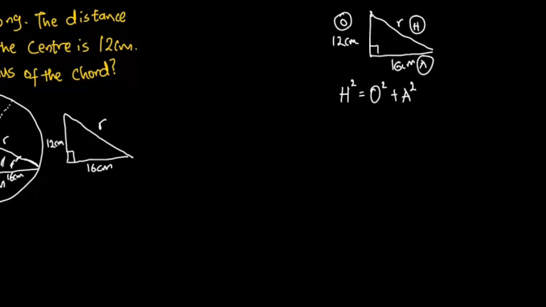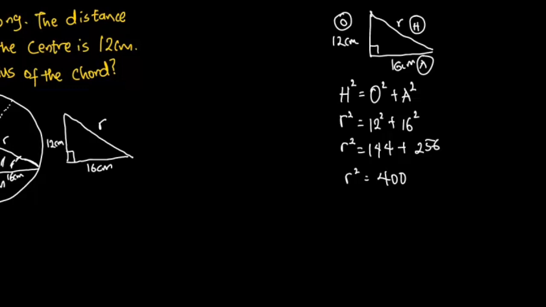So I'm going to plug in my various parameters. So hypotenuse is the radius, which we don't know. Opposite is 12 square plus adjacent is 16 square. So r square is going to be equal to 12 square, which is equal to 144, plus 16 square, which is equal to 256. Now when you add up that, you end up getting 400.